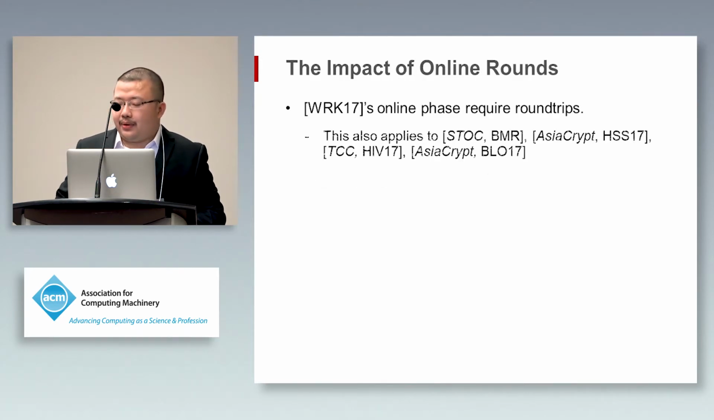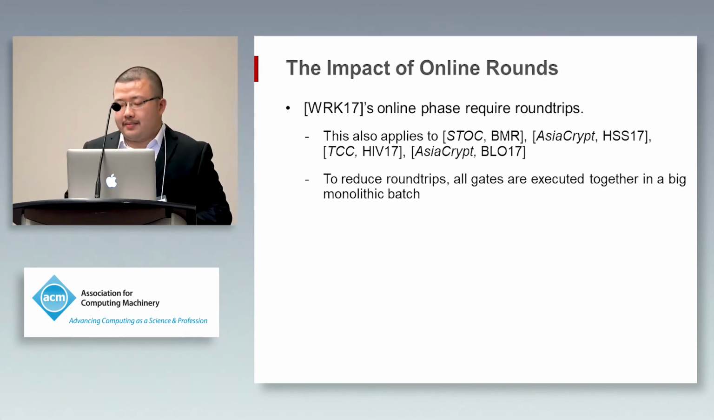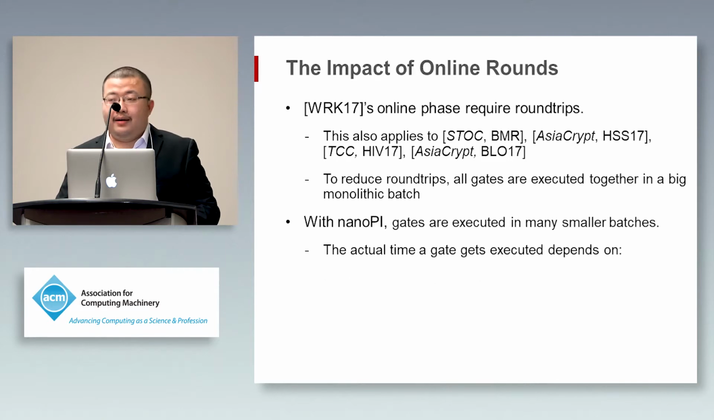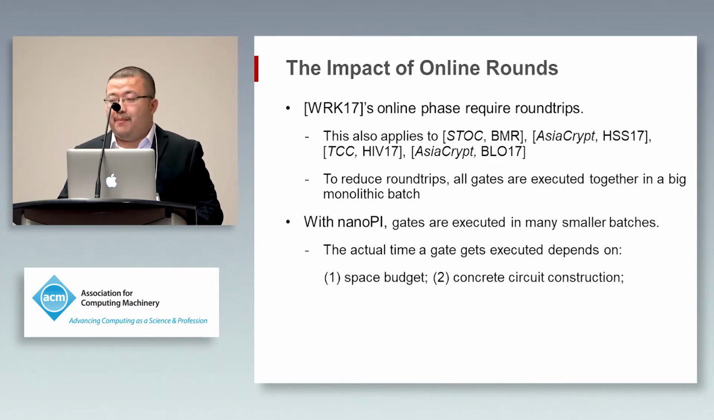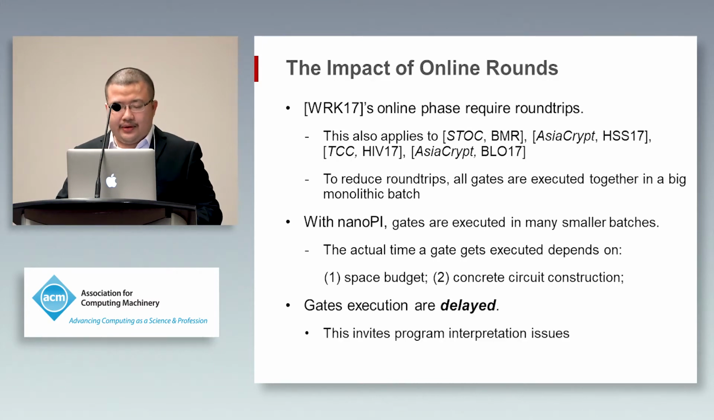Note that our underlying protocol has rounds during the online phase. This is also the case for many other protocols. They are suffering from the same issue. In the original protocols, all the gates are executed in one huge batch to reduce the round trips. However, in nanoPI, we execute the gates in many smaller batches instead of a single huge one. Therefore, when a gate will be executed depends on the space budget and the concrete circuit structure. Since the execution of the gates is delayed, new implementation issues arise.